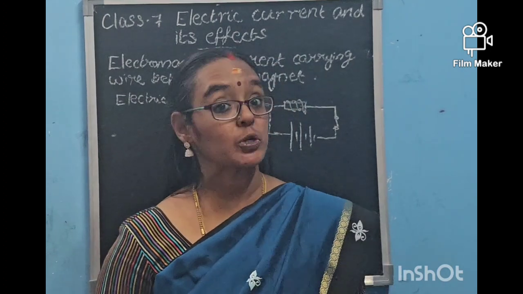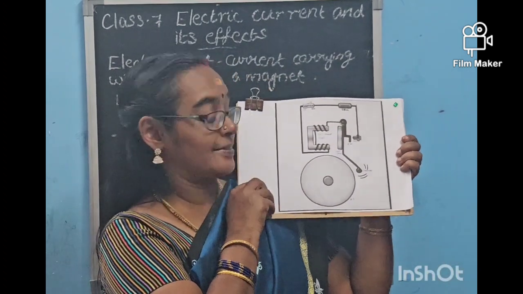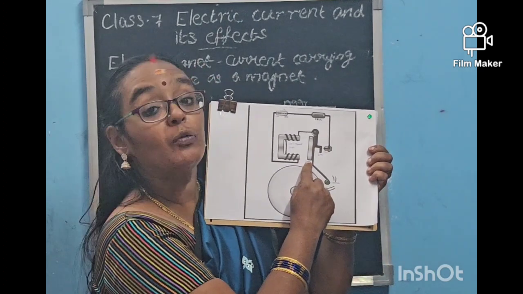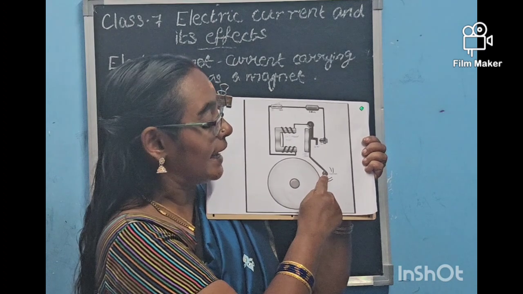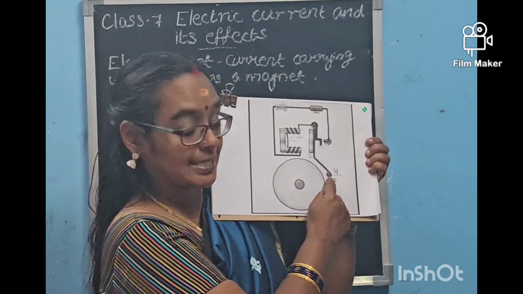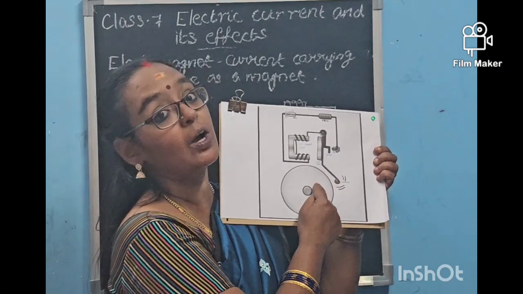For that, we should have a diagram. This is the diagram. Can you see this diagram? Okay, the diagram is there. And what all things will we see? See this? This is the soft iron. The soft iron is attached to a hammer. Can you see this hammer? This is the hammer and there is a big bell over here. When the hammer strikes on the bell, what happens?